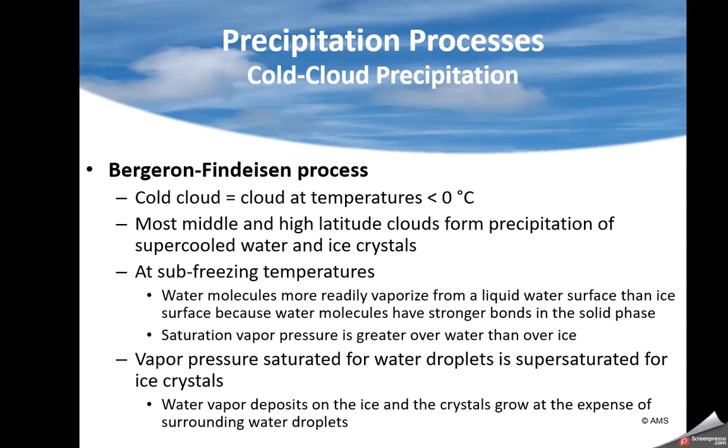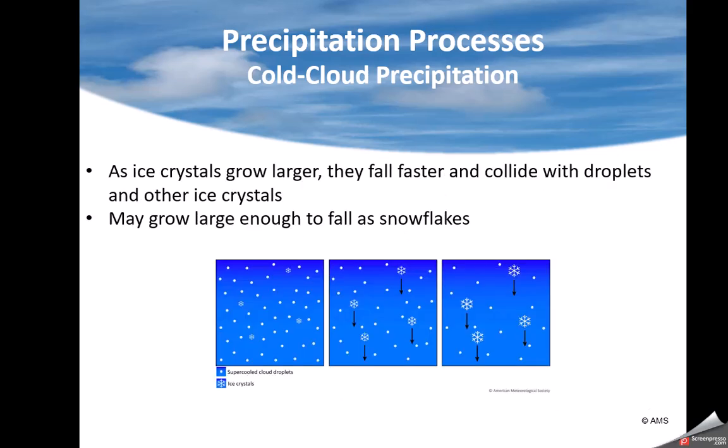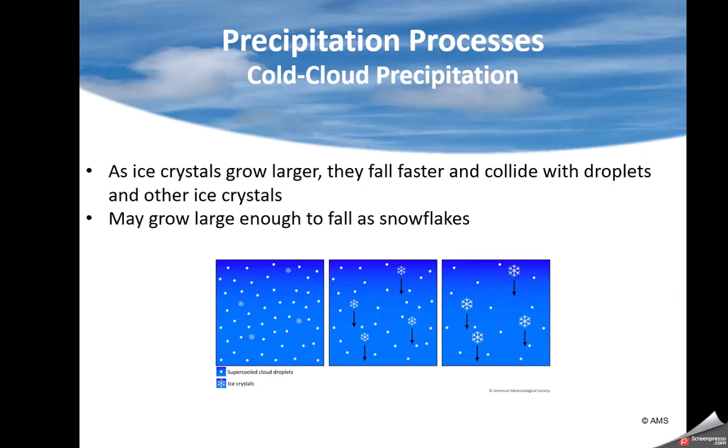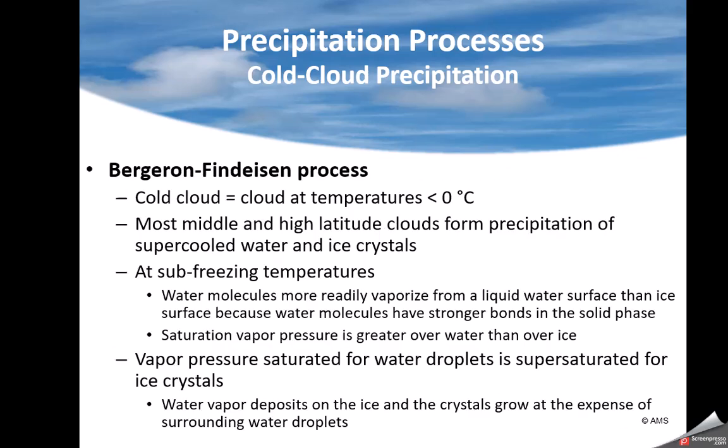Bergeron-Findeisen. Now, that's a little more complicated. So, what happens? You get an ice crystal that begins to grow. Well, why would it continue to grow after that? It's not hitting other raindrops or anything. Well, there's a key factor here. Let's go back one, I guess. And the key factor is that over ice, because it's solid, the saturation vapor pressure is a slight bit lower than over a liquid.